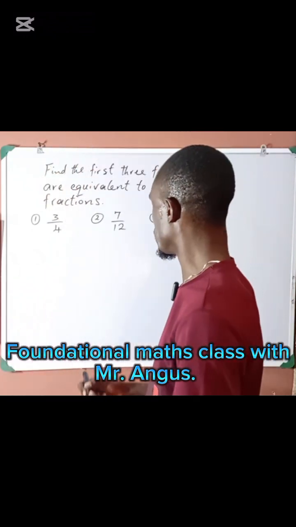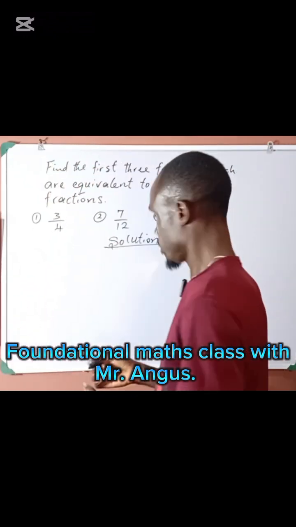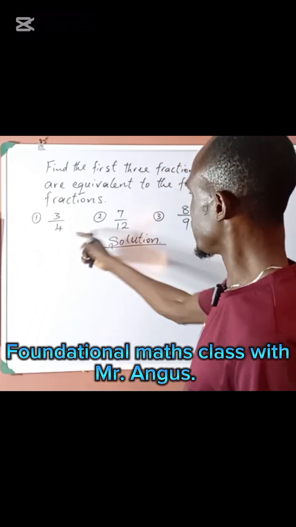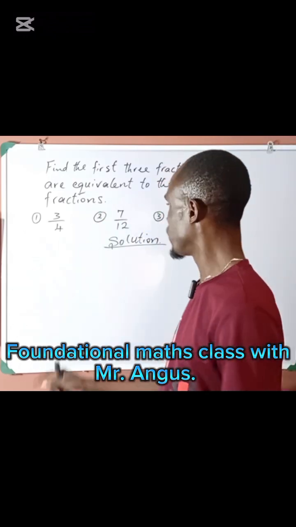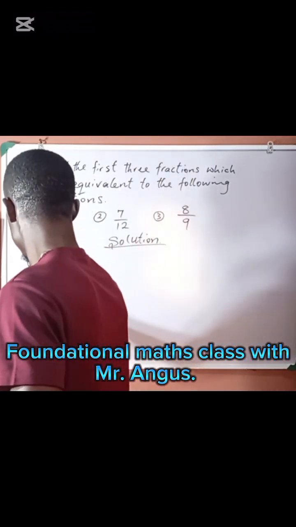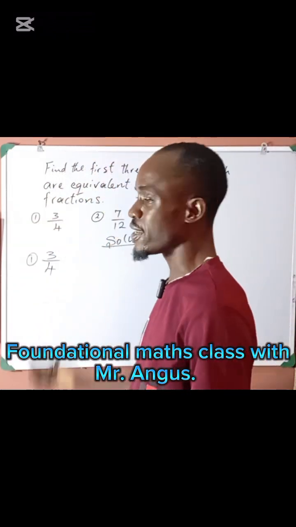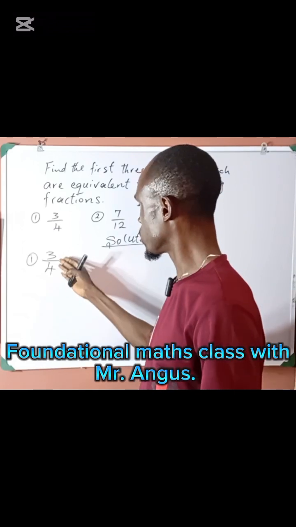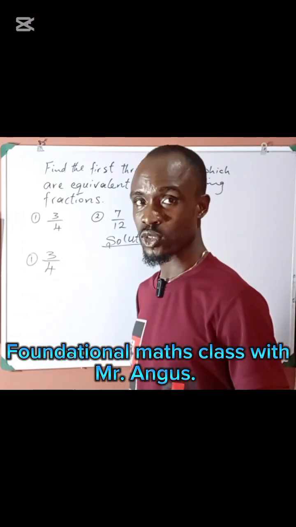Now, looking at these questions here, this question said that we should get the first three equivalent fractions to each of these fractions. So for number 1, 3 over 4. What are the fractions which are equal to 3 over 4? That is what we are required to find here.